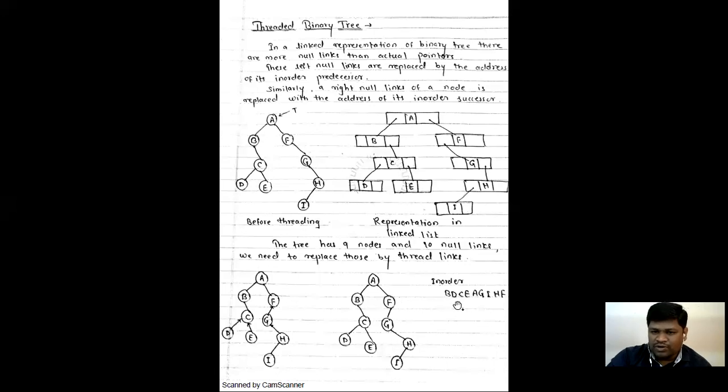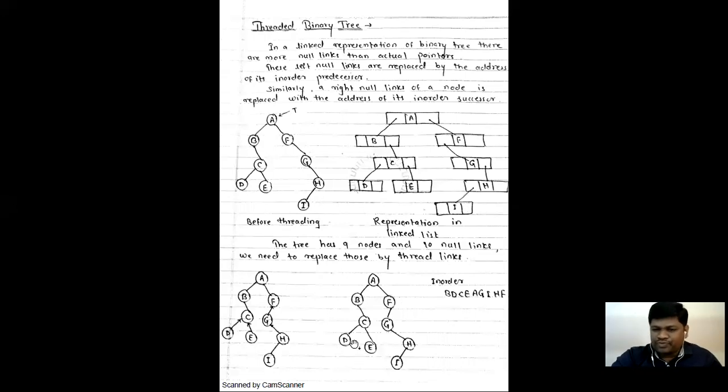Who is the predecessor of D as per in-order? Predecessor means the previous one and successor means the next one. So who is the previous node? B. Now whose address will we store here instead of the null link, at the left link? In a threaded binary tree, B's address will be stored here instead of null.